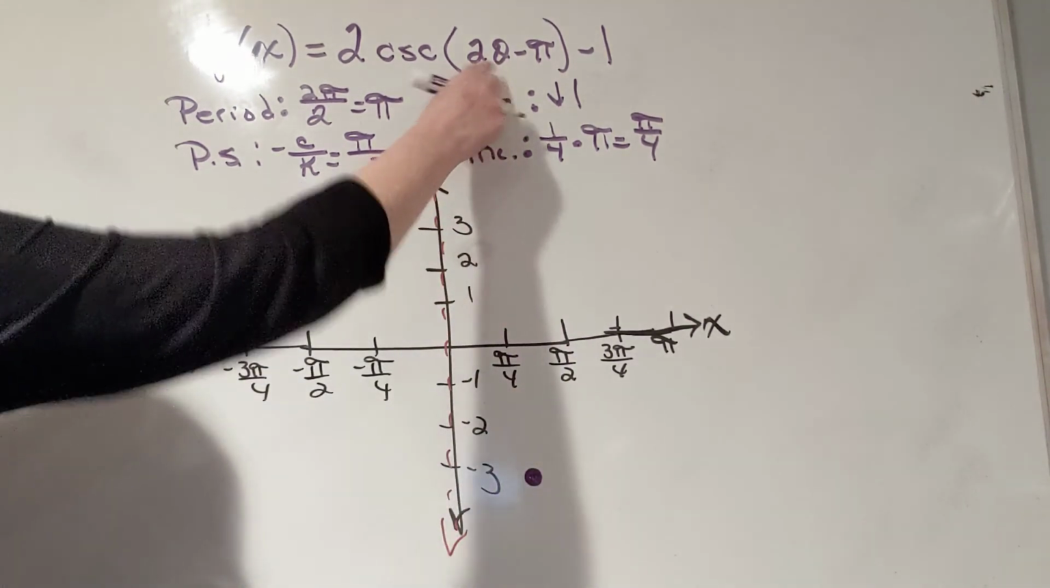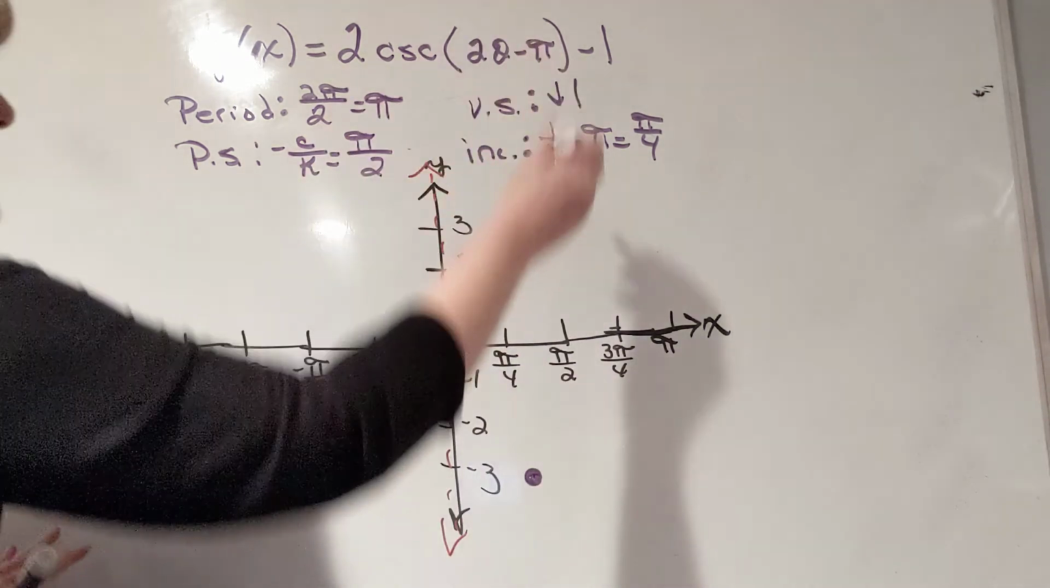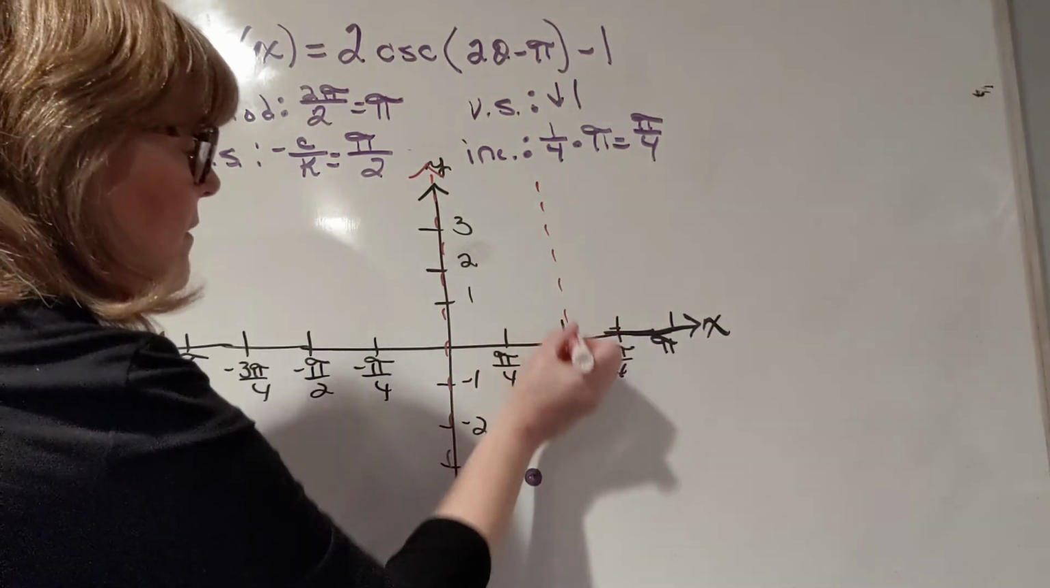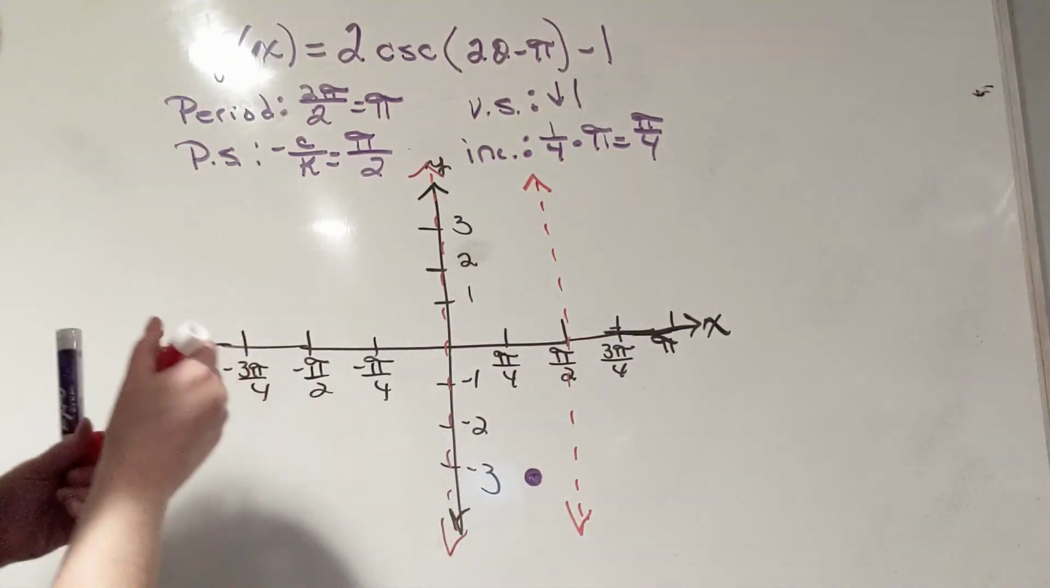Replace theta with pi halves. 2 times pi halves is pi. Pi minus pi is 0. What's your cosecant at 0? Well, that's 1 over 0, and 1 over 0 is undefined. And if it's undefined and I multiply it by 2 and subtract 1, it's still undefined. So you put a dashed line in to show that it's undefined.